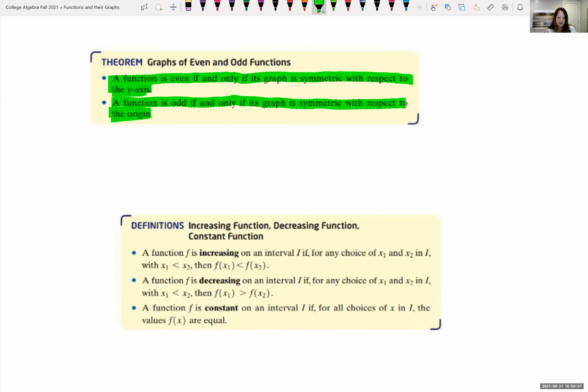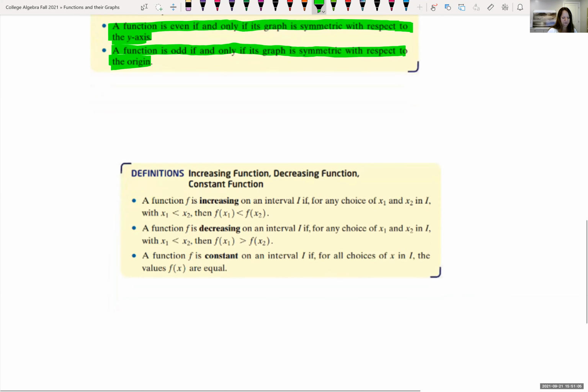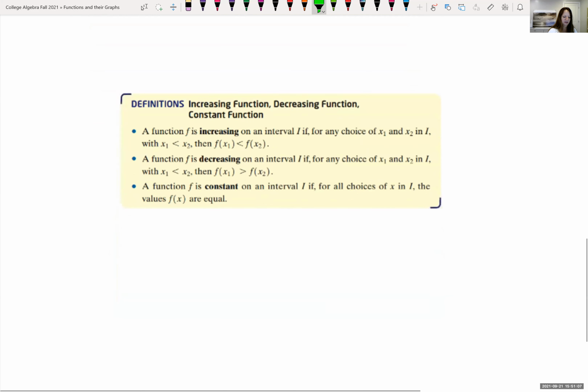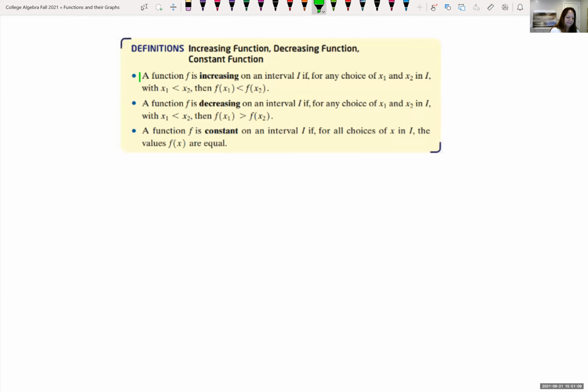So let's look at what it means by definition, mathematically, to be an increasing function, a decreasing function, or a constant function. We say a function is increasing on an interval I if for every choice of x sub 1 and x sub 2 in I, where x sub 1 is smaller than x sub 2, then f of x sub 1 has to be smaller than f of x sub 2.